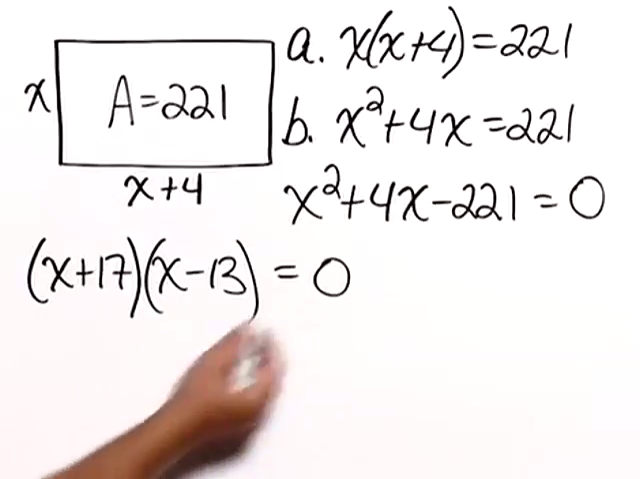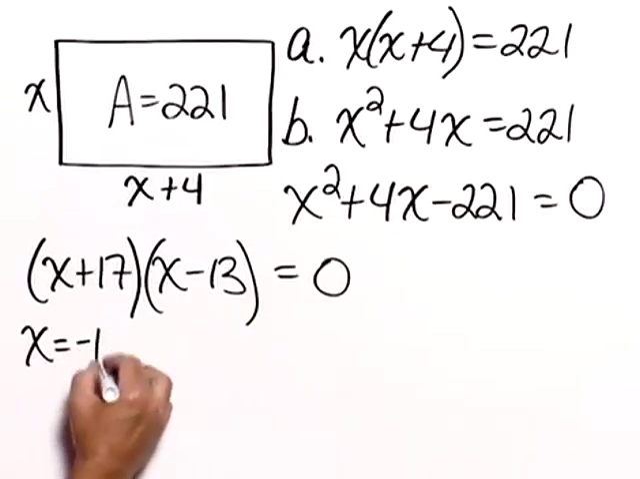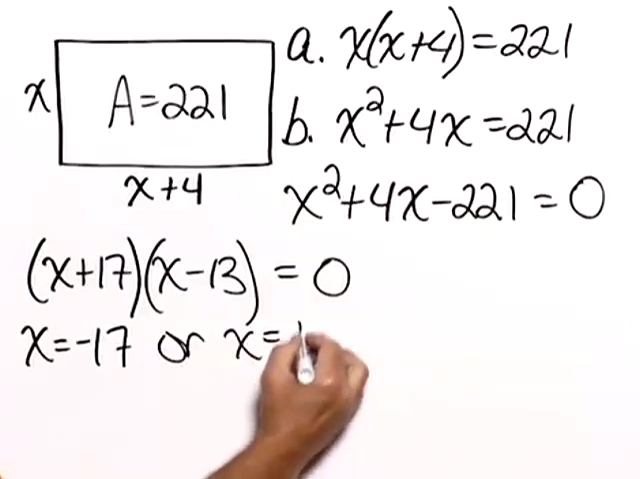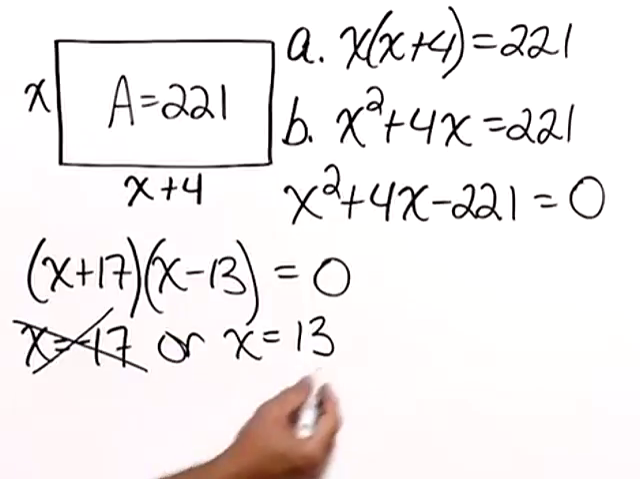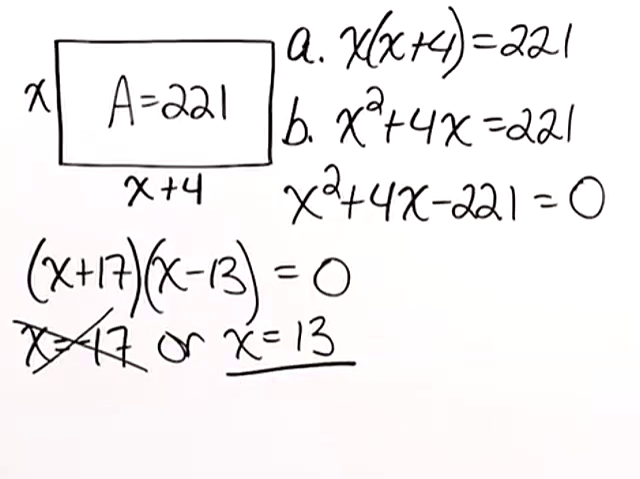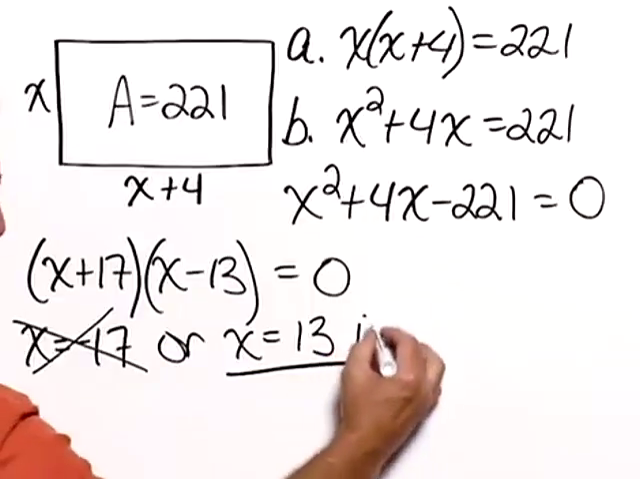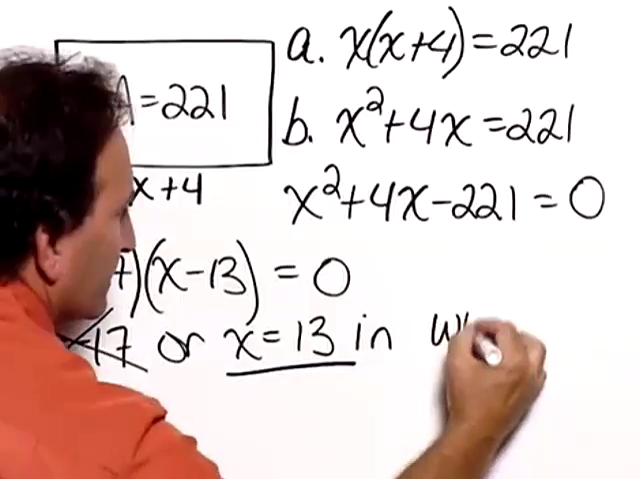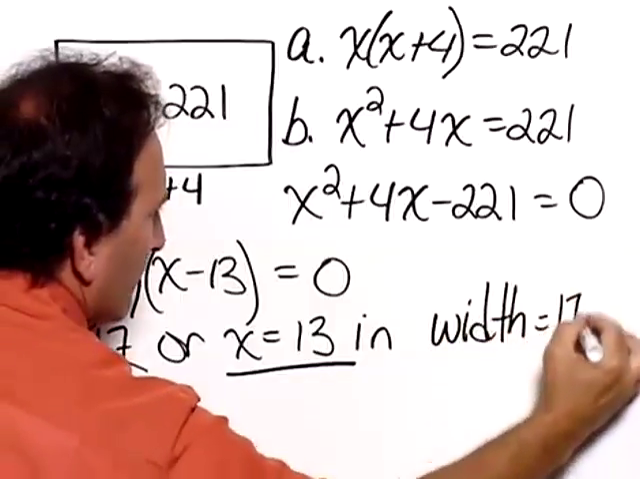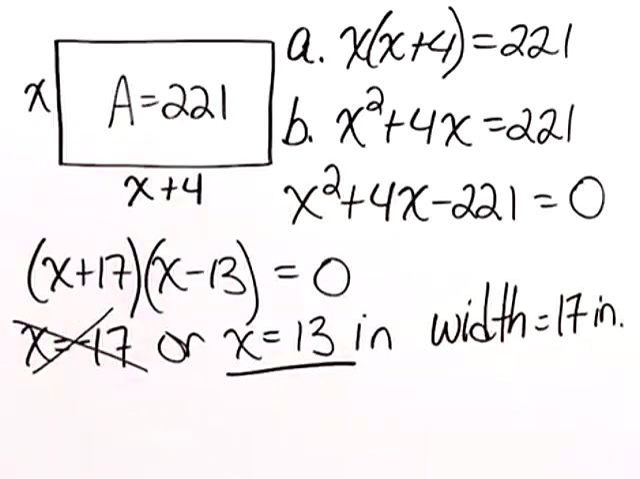Now, if we have the product of two numbers equals 0, then either one of them is equal to 0. However, since x represents a height, negative 17 does not make sense for our particular application, and therefore the height would be 13 inches. In addition, we can now say that the width, which is x plus 4, would be 17 inches. So we have the height is 13 and the width is 17.